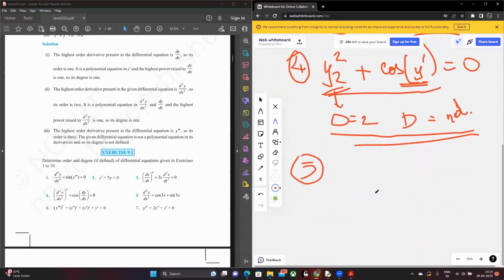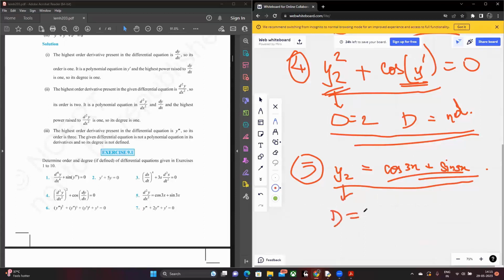Question 5 says it is y2 equals cos 3x plus sin 3x, right? Again, x terms do not matter, right? Because the dependent variable is y, right? So for all intents and purposes, this is a linear equation. This is a linear polynomial. So from here, you get that the degree is 1 and the order is 2, right?